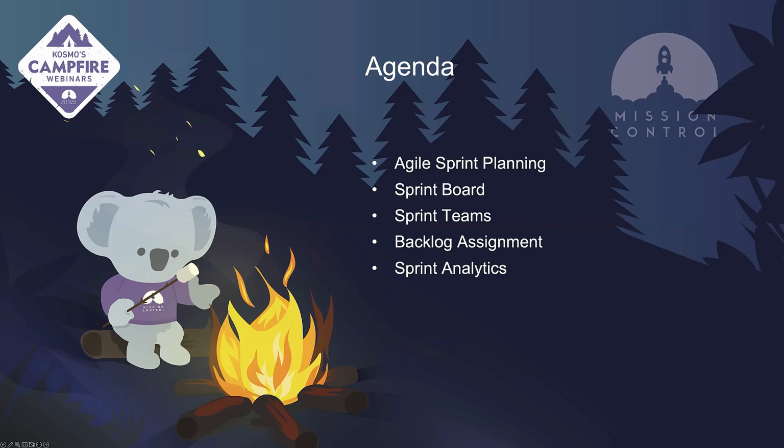So sprints in Mission Control are based around the milestone object. So an individual milestone serves as an individual sprint. And with the child actions for that sprint milestone serving as the items that you want to deliver within that sprint. Along with that, you have a way to identify a milestone as being a sprint.